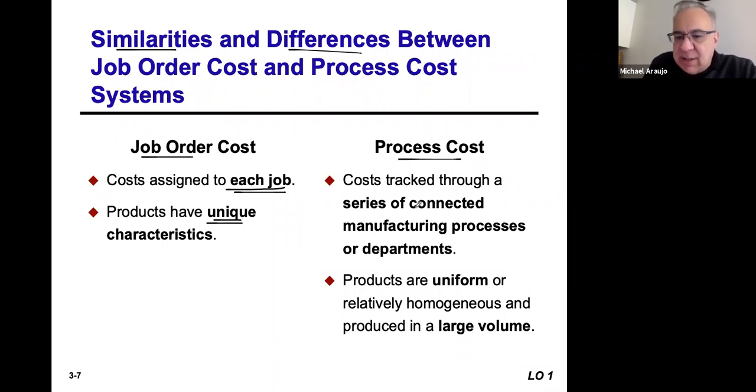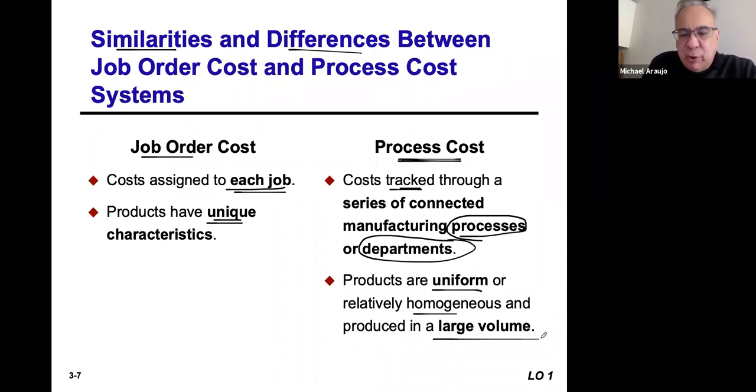For a process cost system, again, costs are also tracked, but they're tracked through different departments or different parts of the manufacturing process. So we do still track costs. We just do it differently, and you're going to learn that in this chapter. But the products that are ideal for process costs are uniform. They're basically the same types of products, and they're produced in very, very large volumes. These are important differences to note.